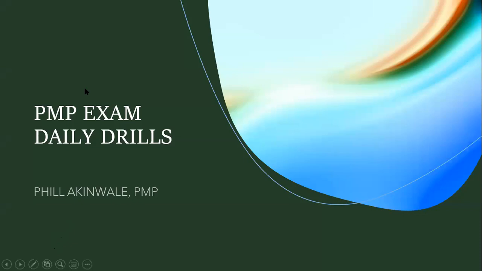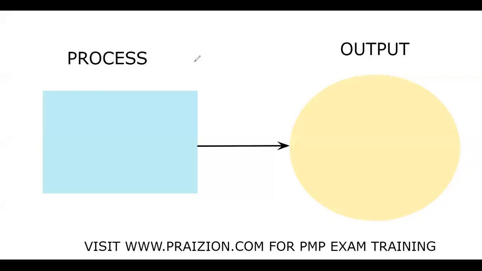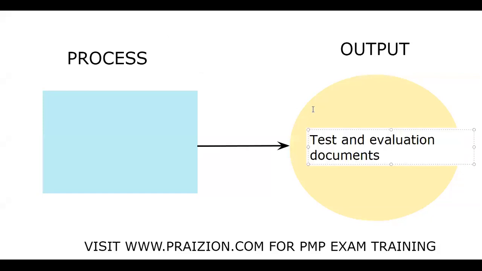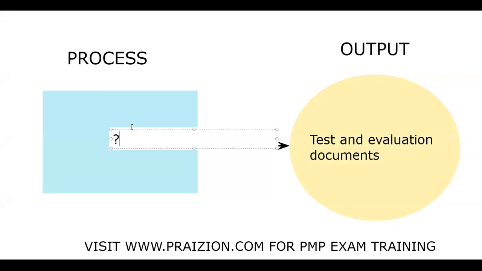Let's get straight into our drill for today. The first drill that I have for you is with regards to an output known as test and evaluation documents. Test and evaluation documents is an output of which process? I'll give you 10 seconds.